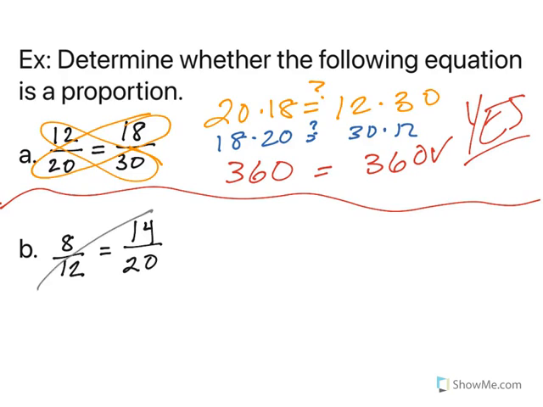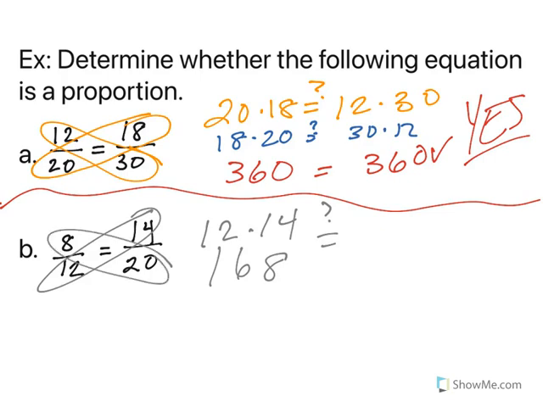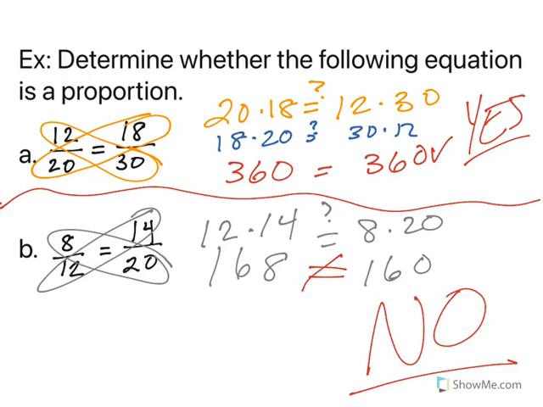Okay, let's look at letter B. I have 12 times 14, which is 168. Is that equal to 8 times 20, which is 160? In fact, the answer to that is no. 168 does not equal 160, so no, part B is not a proportion.